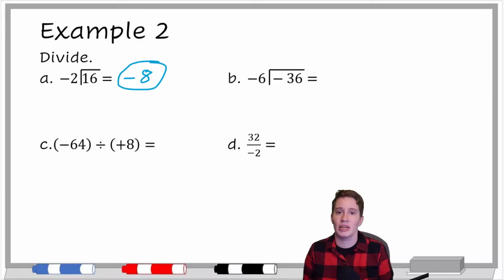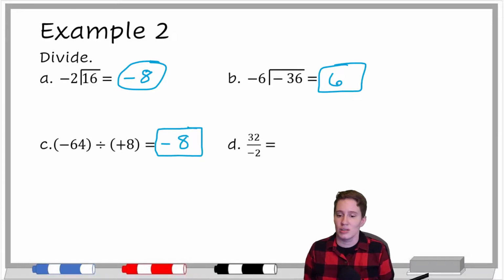And then B, negative 6 into negative 36. So that gives us 6, and it's positive because these are both negatives. Two negatives make a positive. Negative 64 divided by positive 8. Well, the number part of that is 8, and a negative divided by a positive, there's one negative, so this is negative 8.